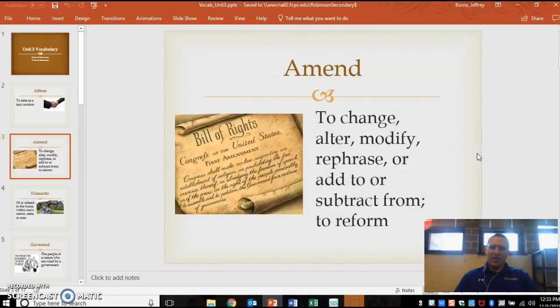All right, amend. You've heard of the amendments. We have 27 of them. The first 10 were the Bill of Rights, right, which were added to the Constitution in 1791. And remember, to amend is to add something, to reform it. It could be to alter, to change something. It could be to cancel or subtract something. But it's basically an addition to something else. You amend it. All right, you have an original thing, and then you go back and you amend it to make an edit or a change or an improvement.